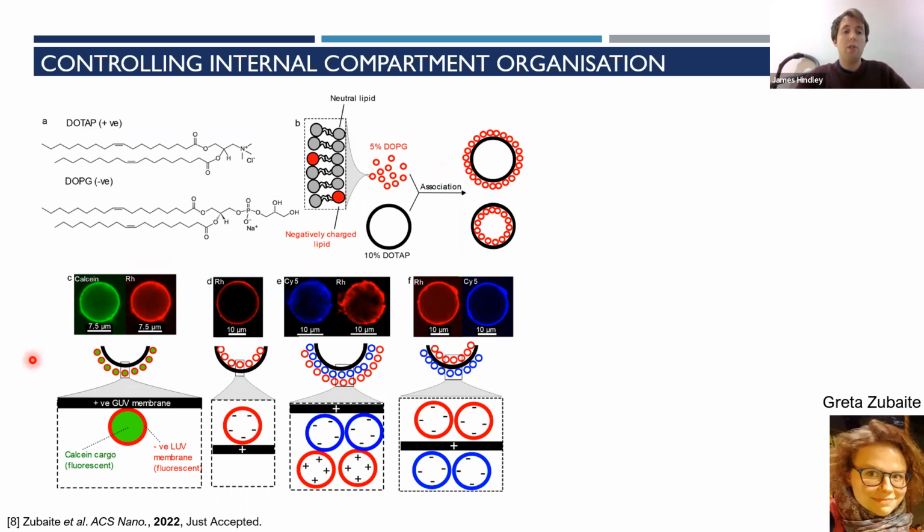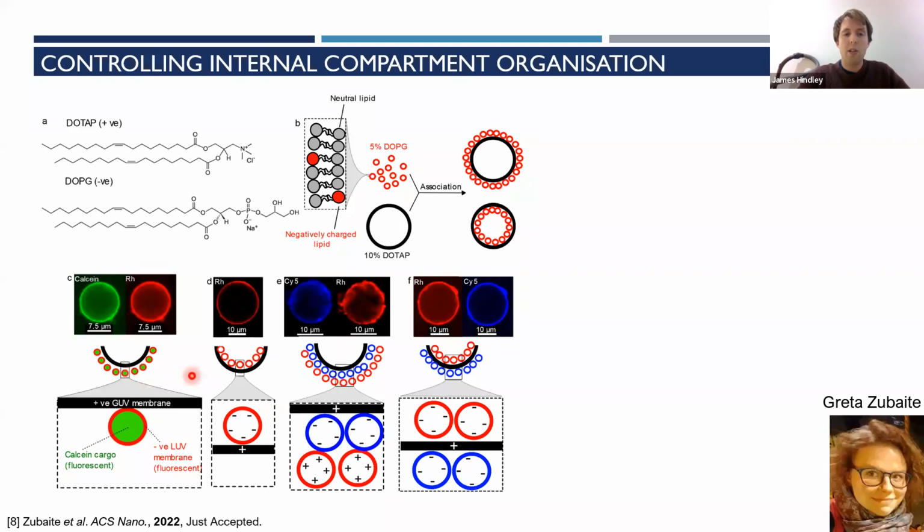First of all, we showed, by encapsulating calcein into these internal compartments and also labeling the membrane of these internal compartments with rhodamine, that we can show that these bind, and that this binding doesn't affect the permeability of either of these membranes. So the calcein co-localizes with the rhodamine, and it isn't spread throughout the vesicle. So we're confident that this is an association and not a destabilization of the membrane.